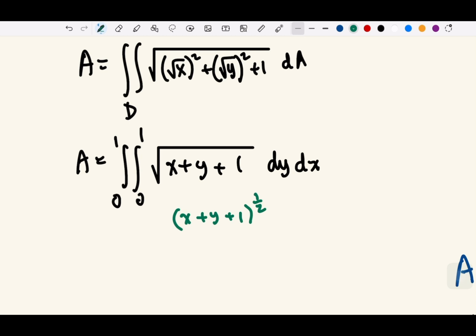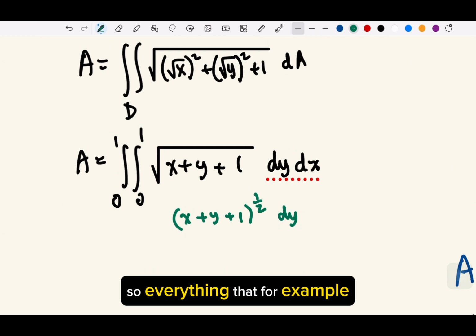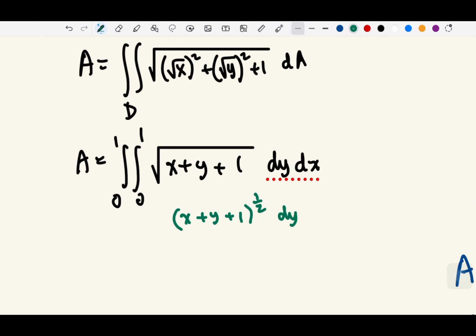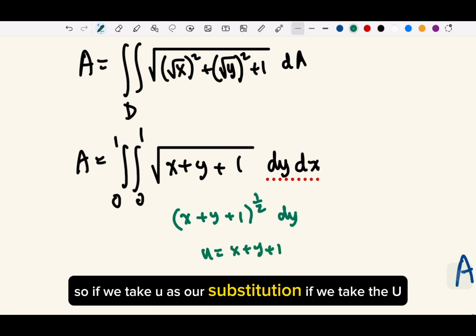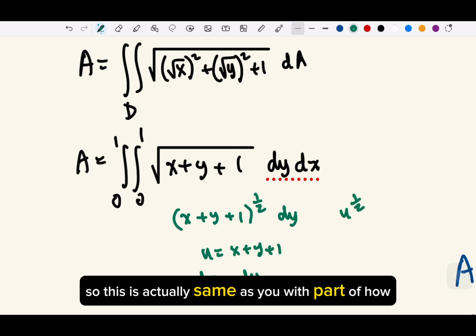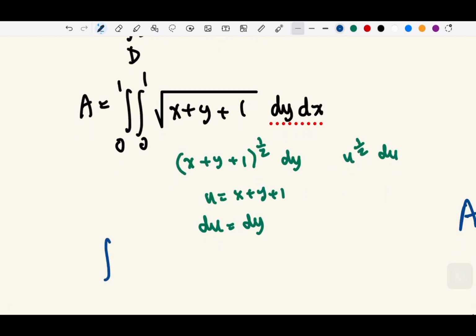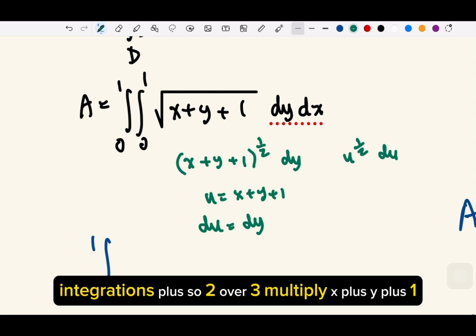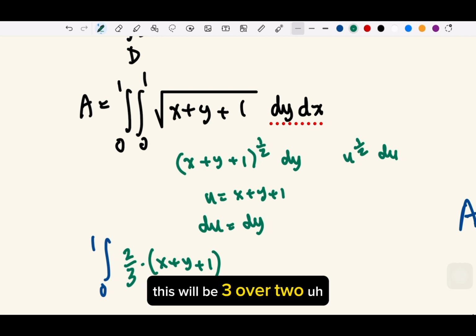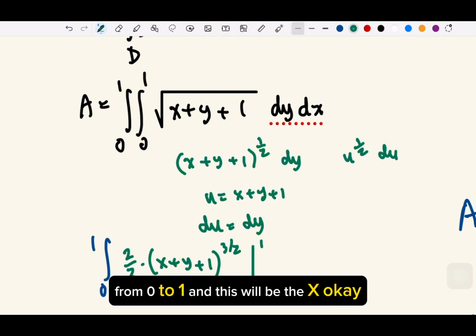So we focus now on only dy. So everything else, for example the x, will be a constant, right? So if we take u as our substitution, and we take du, this will be dy, right? So this is actually the same as u with power of half, and this is du. Oh, I think this is quite easy. So this one will be the integration, so 2 over 3 multiplied by x plus y plus 1 to the power of 3 over 2, from 0 to 1, and this will be dx.